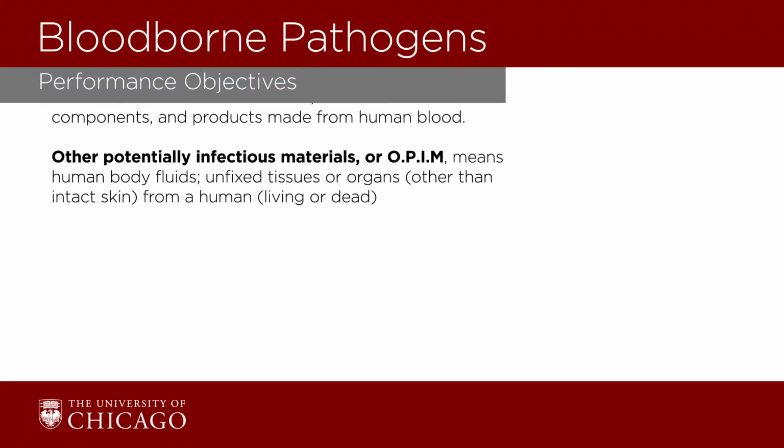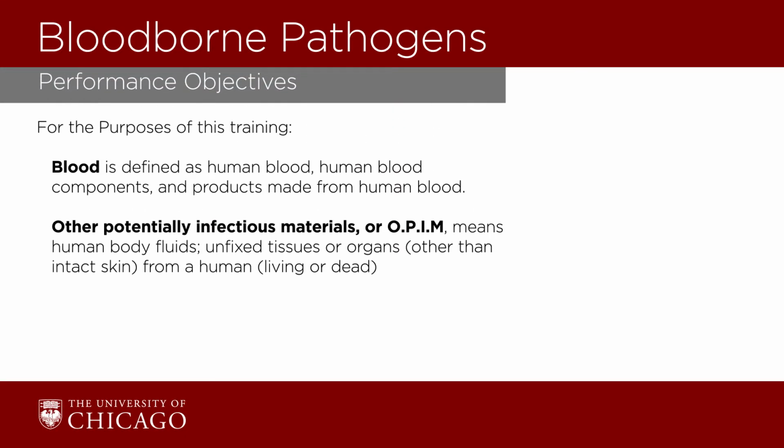For the purposes of this training, blood is defined as human blood components, and products made from human blood. Other potentially infectious materials, or OPIM, means human body fluids, unfixed tissues or organs other than intact skin from a human, living or dead.